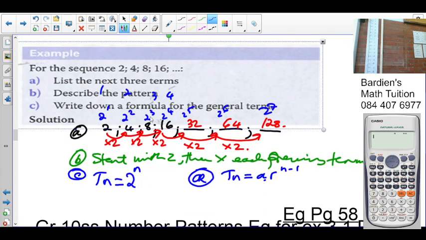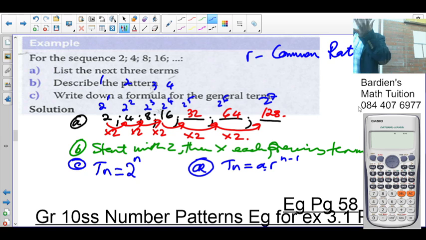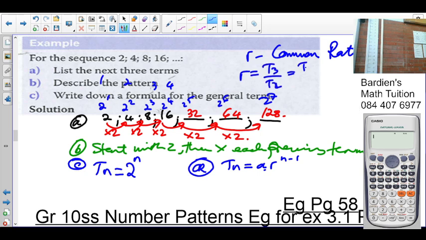However, R stands for common ratio. R is your common ratio. So Tn is still your general term, n is still your position number, and A is still your first term. So R is your common ratio. That one is a formula: R is equal to T3 over T2, which is equal to T2 over T1.